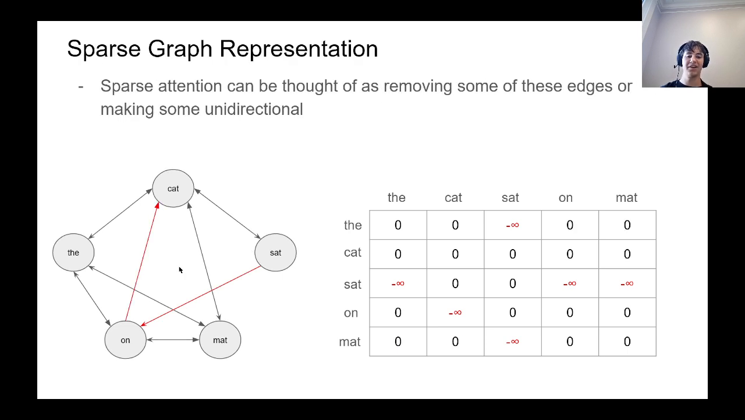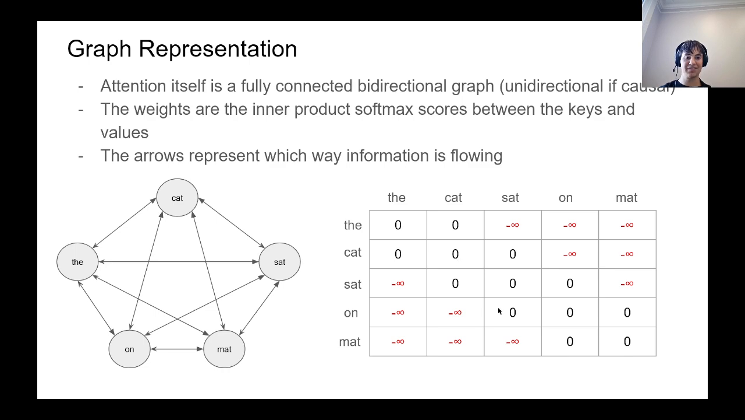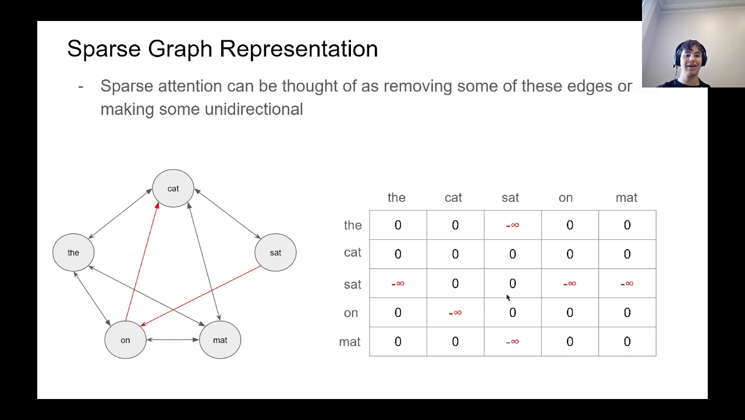Now, if you add an attention mask, not this mask, which should be all zeros, but the actual mask, it basically either removes edges. So, for example, between mat and sat, it removes edges if you define negative infinity on both mat to sat and sat to mat. But it also defines unidirectional edges. For example, on and cat. So on can send information to cat.